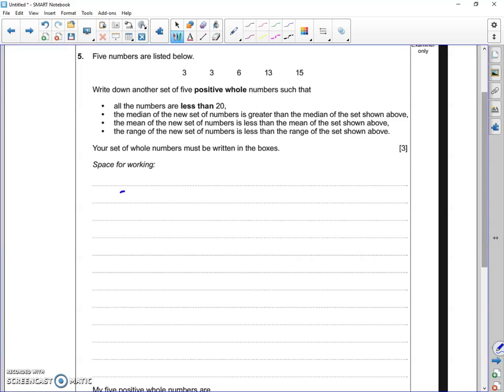Well, if I put a heading sort of old set here, the old median, the old middle number is 6. So in our new set of numbers, the median has got to be more than 6.